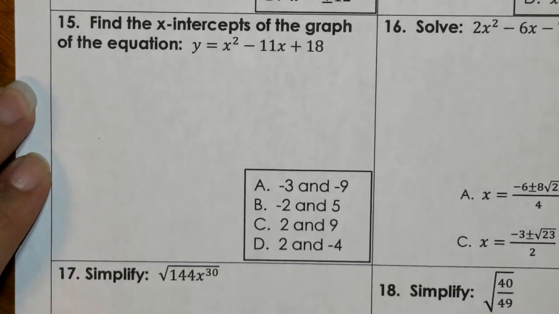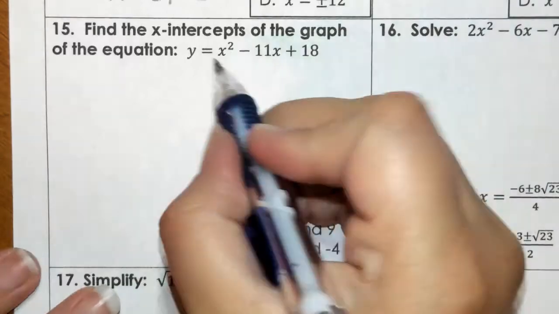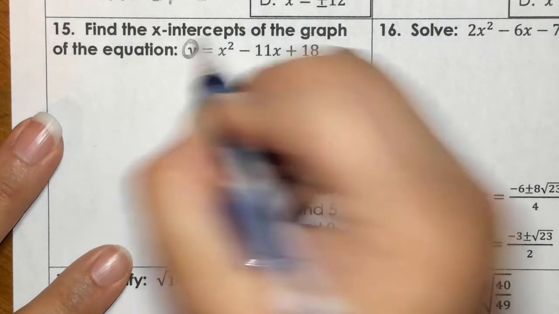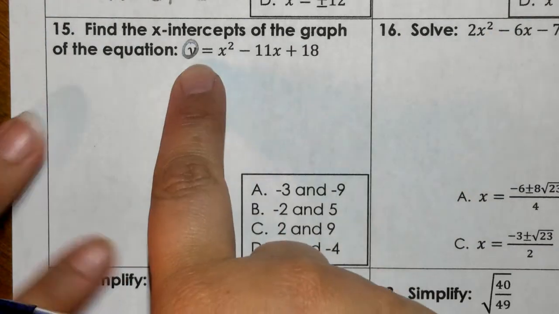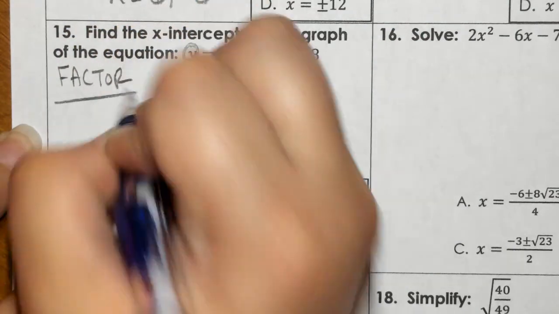Okay, for 15, find the x-intercepts of the graph of the equation. So this is very much like 14. When we did this in notes during remote learning, there were a couple of problems where, if you were given y equals and you had to solve it, you're just turning that y equals into a 0 and solving it like you would normally solve. So we're going to factor. This is a factor problem.